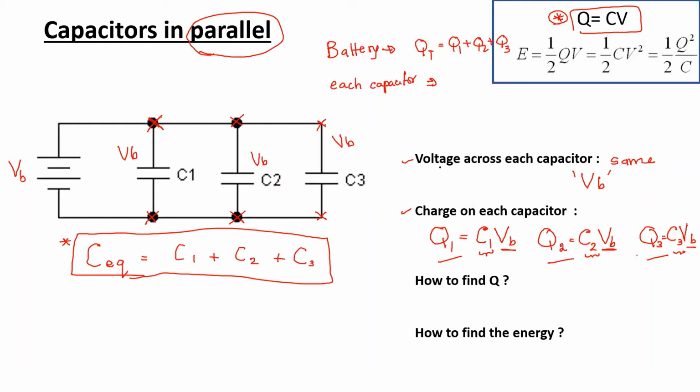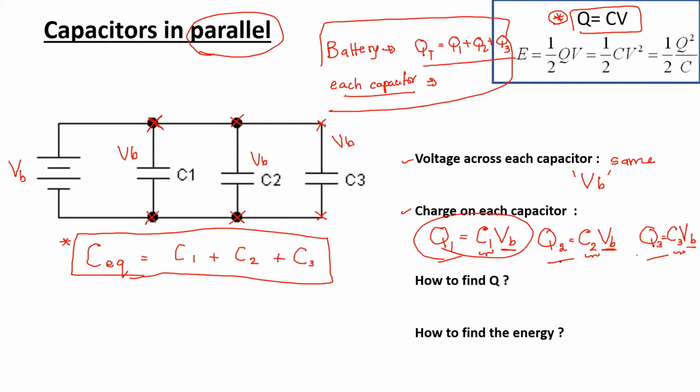So it is different from the series, right? In the series, the battery also gave Q value, and each of the capacitors also has the same value. But here, the battery charged all the capacitors, not only the last two plates like in the series one. So here the charge given out of the battery is the addition of all the charges, and charge in each capacitor we know how to calculate.